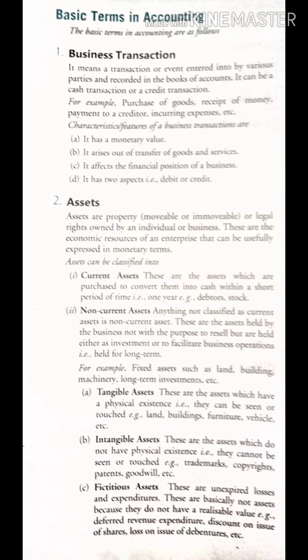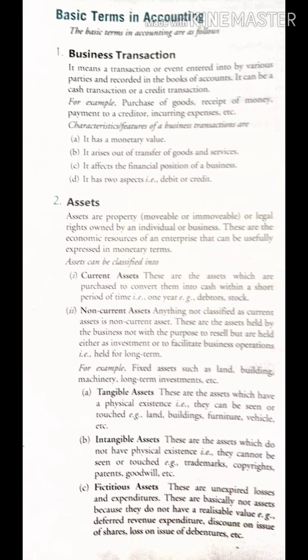Okay, then next is assets. Now what do you mean by assets? Assets are property, or legal rights owned by an individual or business. These are the economic resources of an enterprise that can usually be expressed in monetary terms. Assets can be classified into current assets and non-current assets.